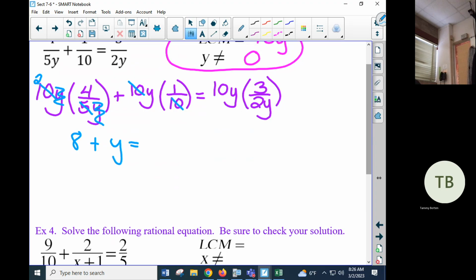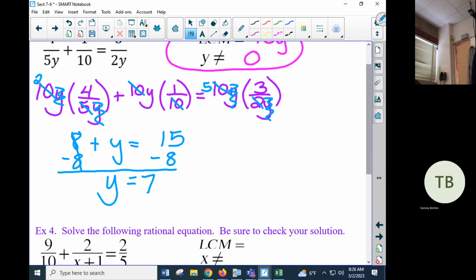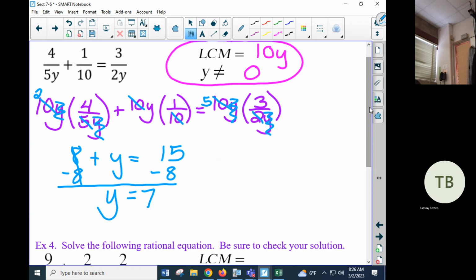And then here your y cancels. And then it's like 10 divided by 2, and 2 goes into 10 5 times. So you're left with 5 times 3, which is 15. And then that's a lot easier to solve. We just subtract 8 and we get that y equals 7. Okay. And remember, you just have to make sure y doesn't equal 0. So that is your answer.